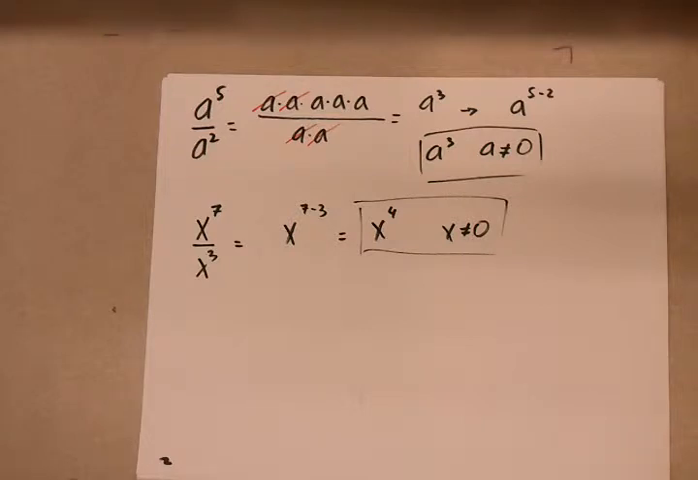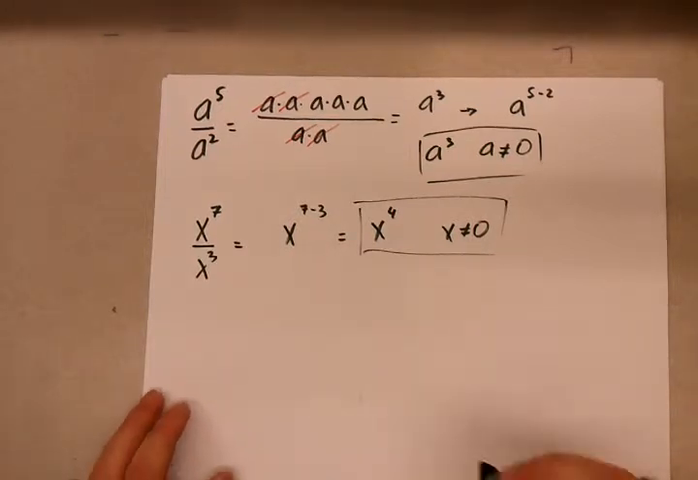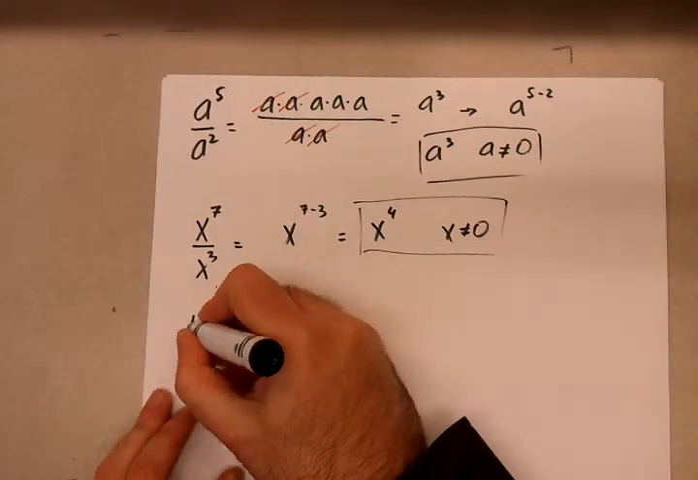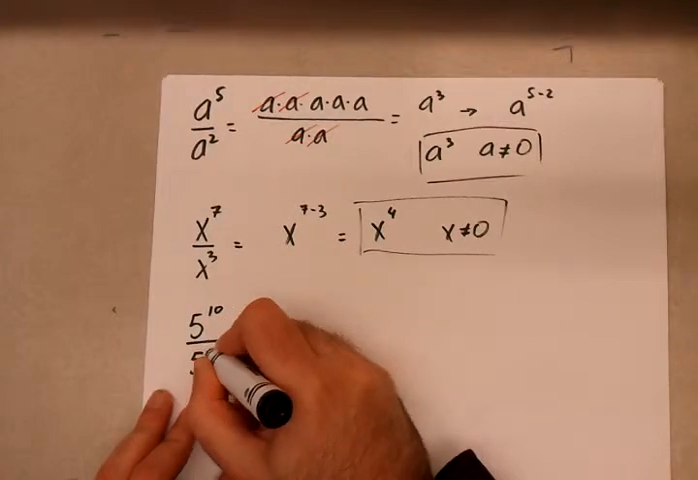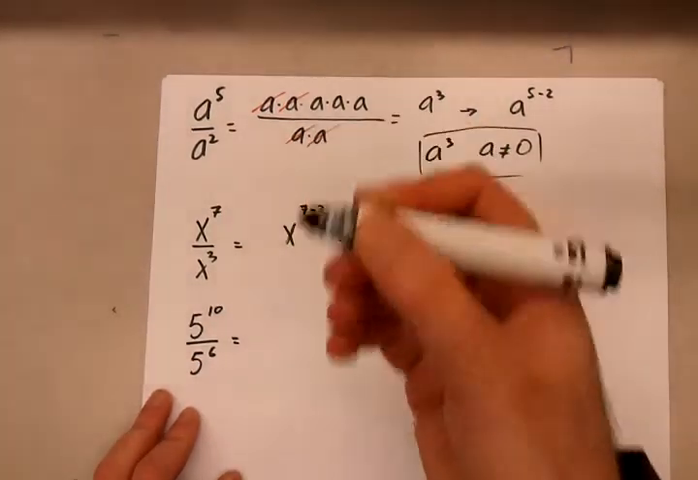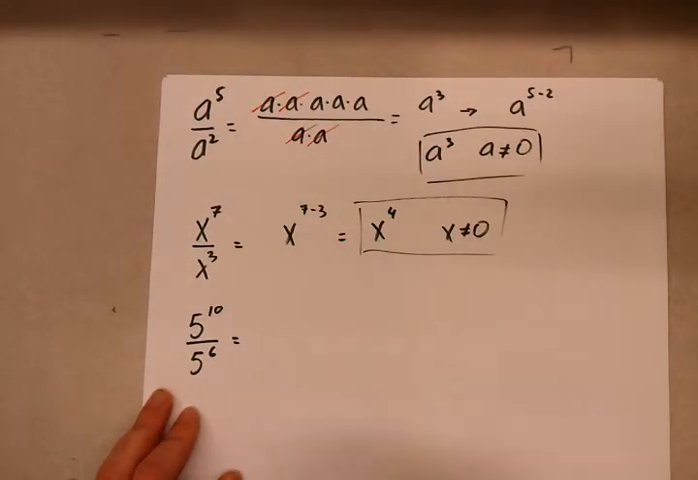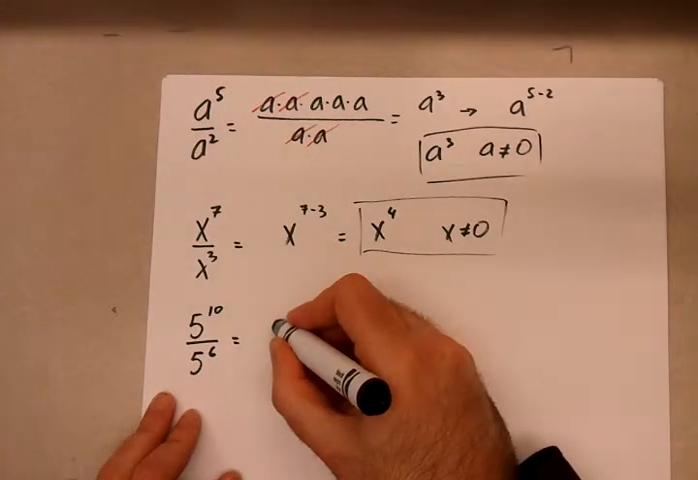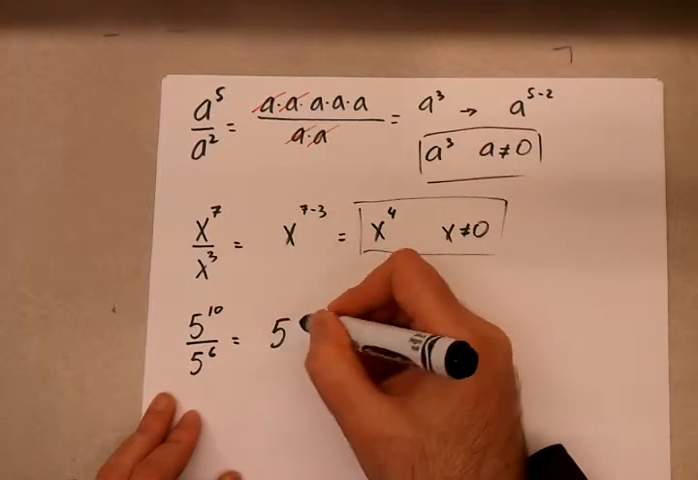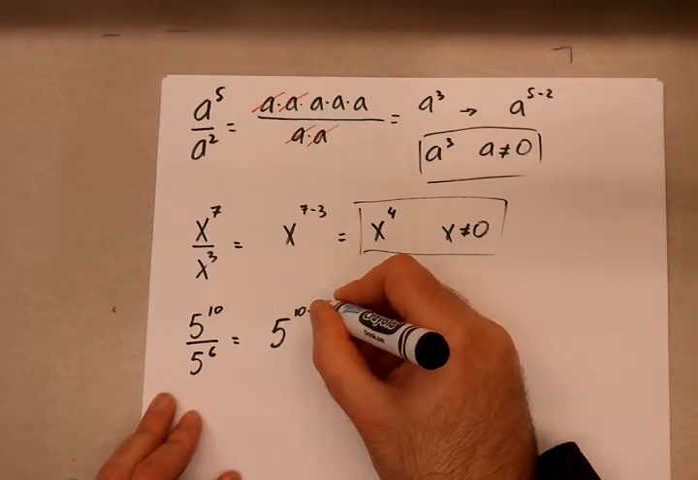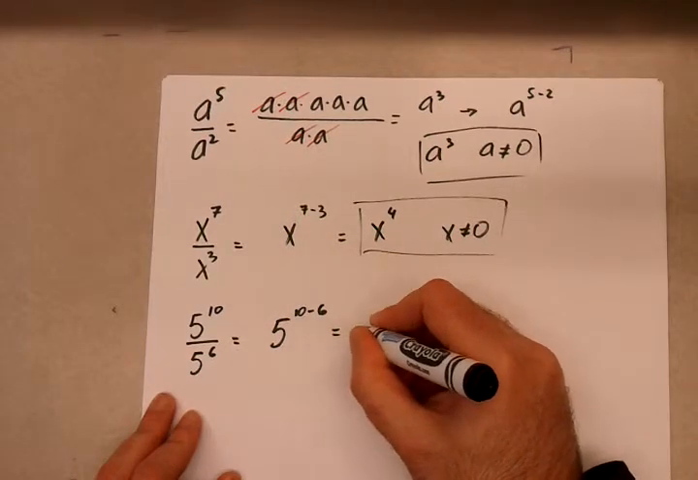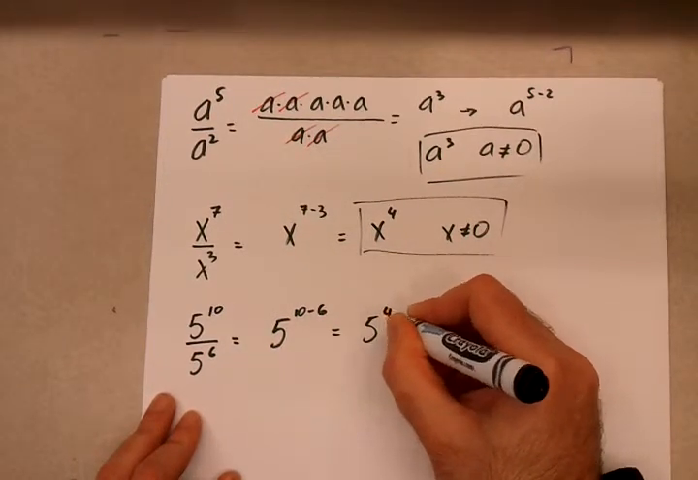Alright, let's do one more. Actually, let's do 2 more. Here's another example. I have 5 to the 10th power divided by 5 to the 6th power. Again, similar to what we did before. We have a pair of exponential forms and they're being divided. The base is the same, so we can work with them. We rewrite the base here, and the exponents we subtract the bottom from top, 10 minus 6, which equals 5 to the 4th power.